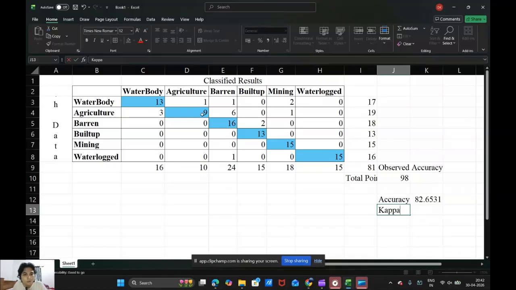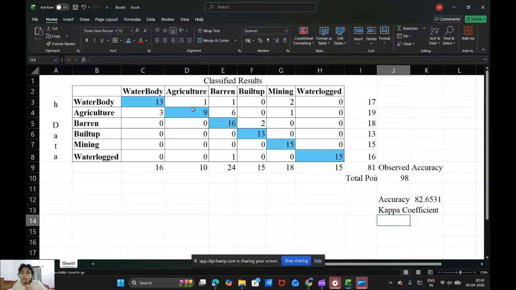Similarly here, you will see the agricultural points were 19, but what is showing is 10 only. That means 9 are wrong. That is what it means. So the Kappa coefficient is a statistical accuracy. It takes the whole area into consideration, not just those points. So let's find the Kappa coefficient.